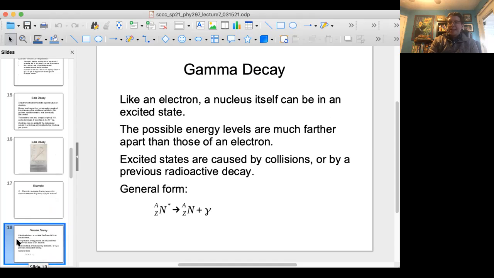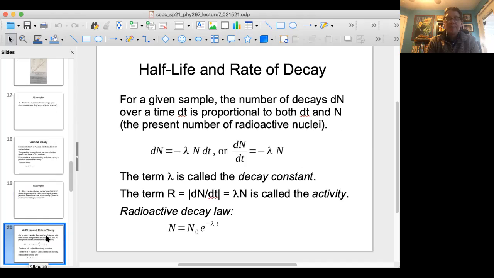And then the last one is gamma decay. A nucleus can be in an excited state, but the energy levels are much more spread apart inside the nucleus than they are for an electron. So when an excited nucleus goes from a high state to a low state, it emits much more energetic photons. This is called gamma decay. So you have an excited nucleus emitting a gamma ray, a very high energy photon.